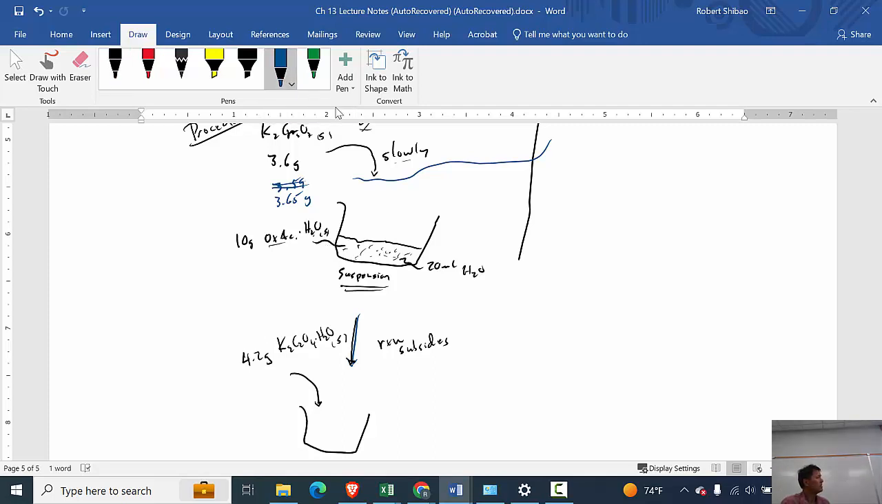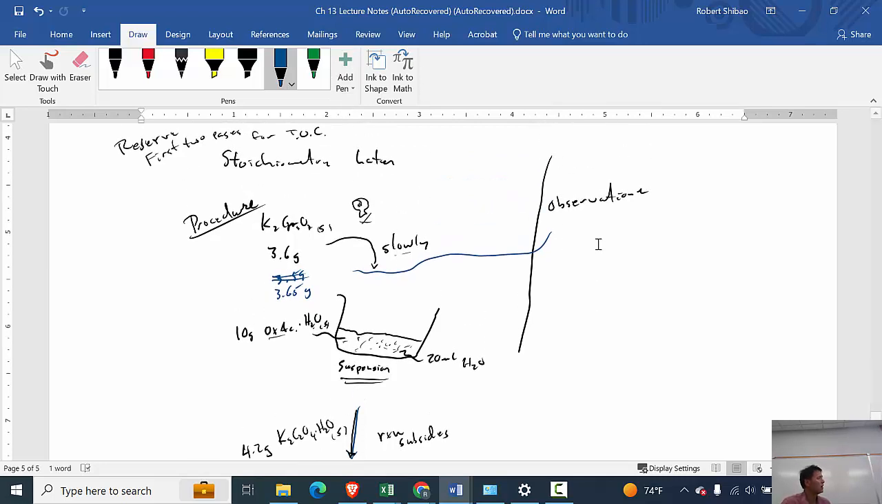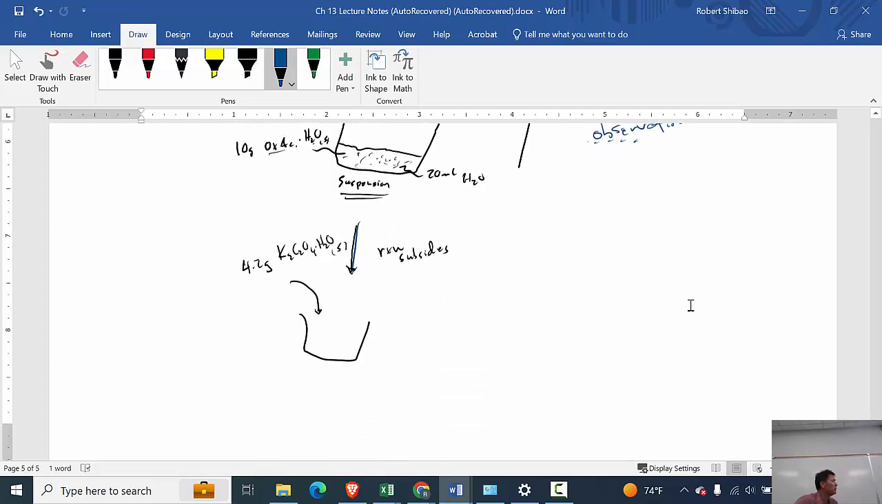And so the procedure is over here. Observations, that's taken over here. So I write down what happened. What did it look like? The reaction was vigorous. So write down your observations over here. You just want a short picture of what was happening or what happened in words.